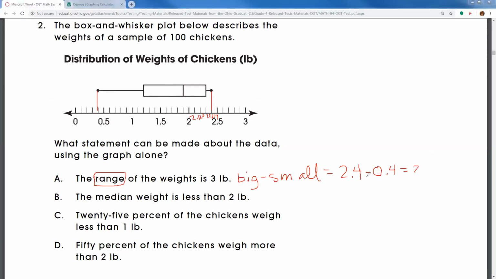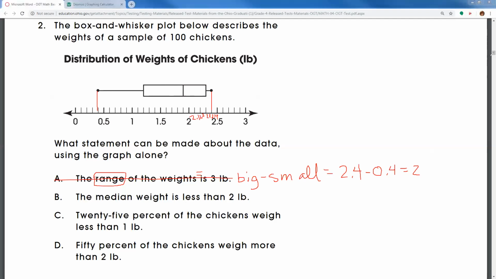So then we have to decide, is this statement correct? No, because it says it is, which is exactly. It should be exactly 3, but it's 2. So if that one doesn't work, we move on to the next one, the median.